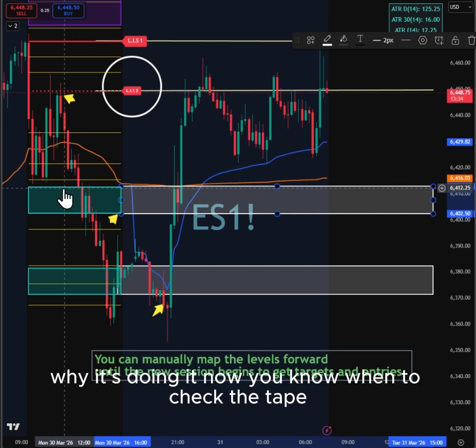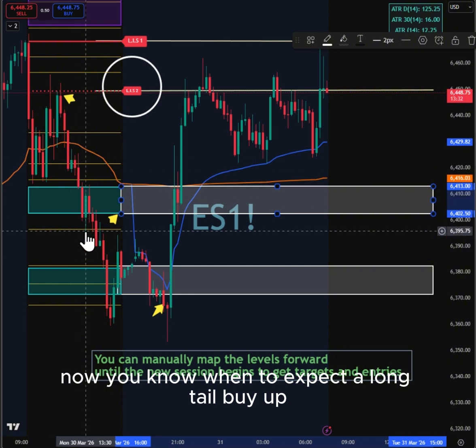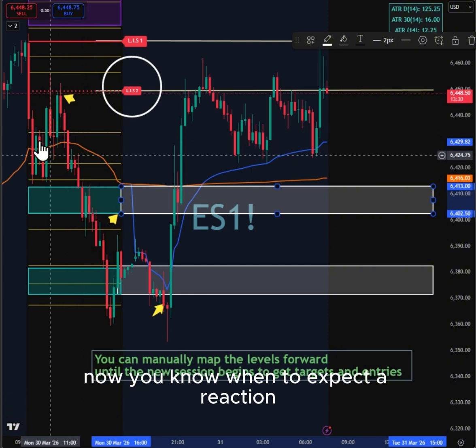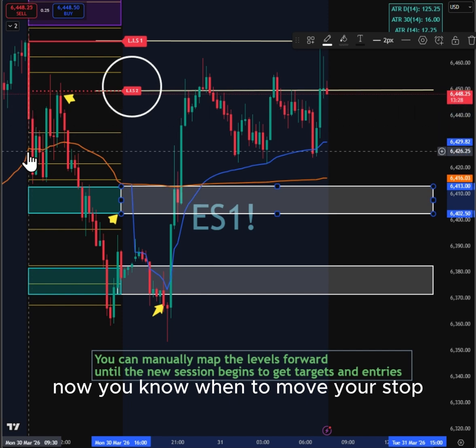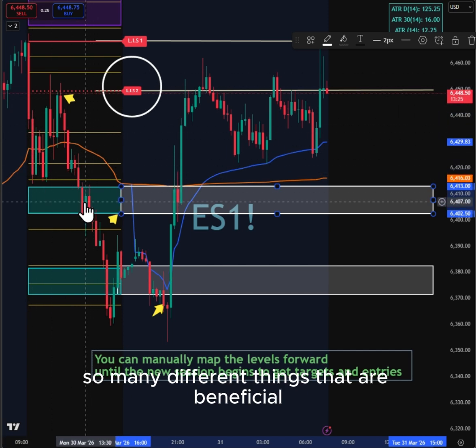Now you know when to check the tape. Now you know when to expect a long tail buy up. Now you know when to expect a reaction. Now you know when to move your stop. Now you know when to trail. So many different things that are beneficial.